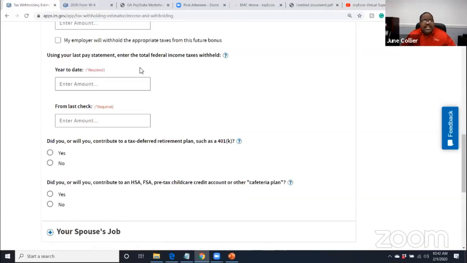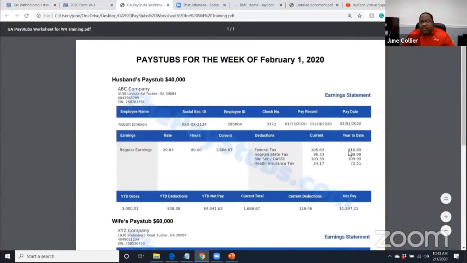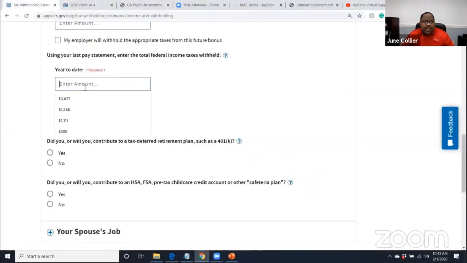Now, using your last pay statement, enter the total federal income taxes withheld year to date. This is the total amount that you paid in taxes year to date. If we look at the pay stub, we can see that year to date under federal taxes, the husband has paid $316.89. So we're going to round that to $317, and we'll put in $317.